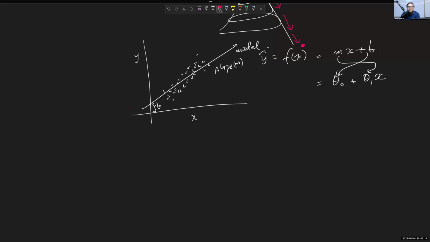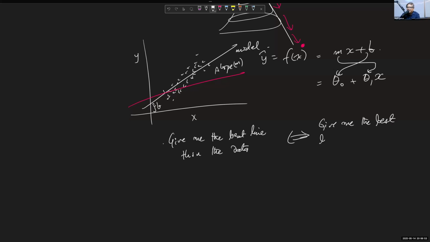If your hypothesis changes, let's say it's this pink line, then it has a different intercept and different slope, different parameters, isn't it? So in some sense, you can say, give me the best line that fits the data, which is the same as saying, give me the best parameters, which minimize the error. Do you see, guys? I'll write these two statements and ponder over it. Give me the best line to the data is the same as give me the best line that minimizes errors, isn't it?